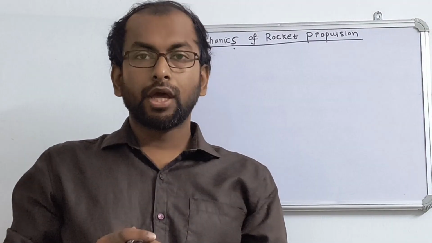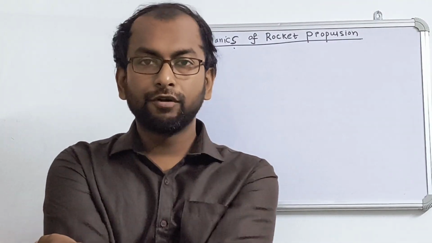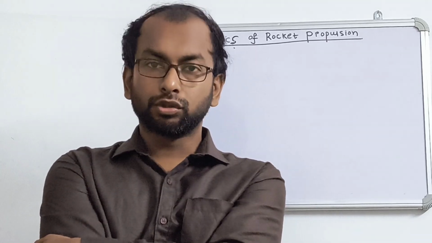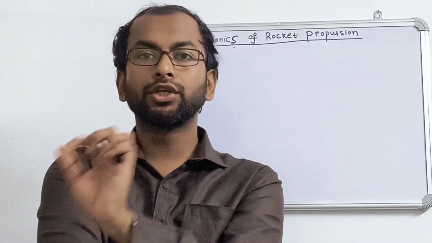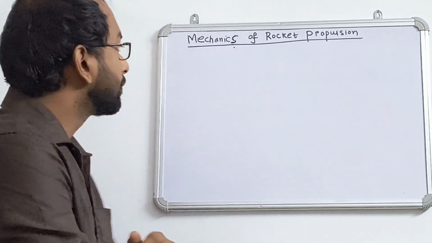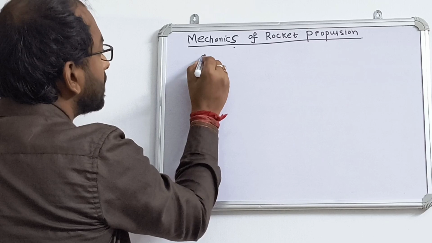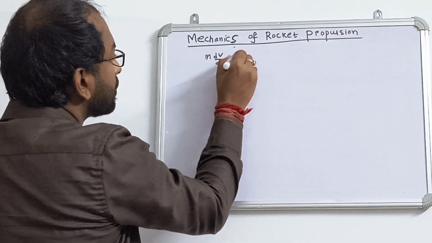Today we will discuss the mechanics of rocket propulsion. In the last video, we discussed the thrust force. When a system is losing mass at a constant rate and that mass leaves the system with some constant velocity, the thrust force is given as m dv/dt. We'll write it as the thrust force.